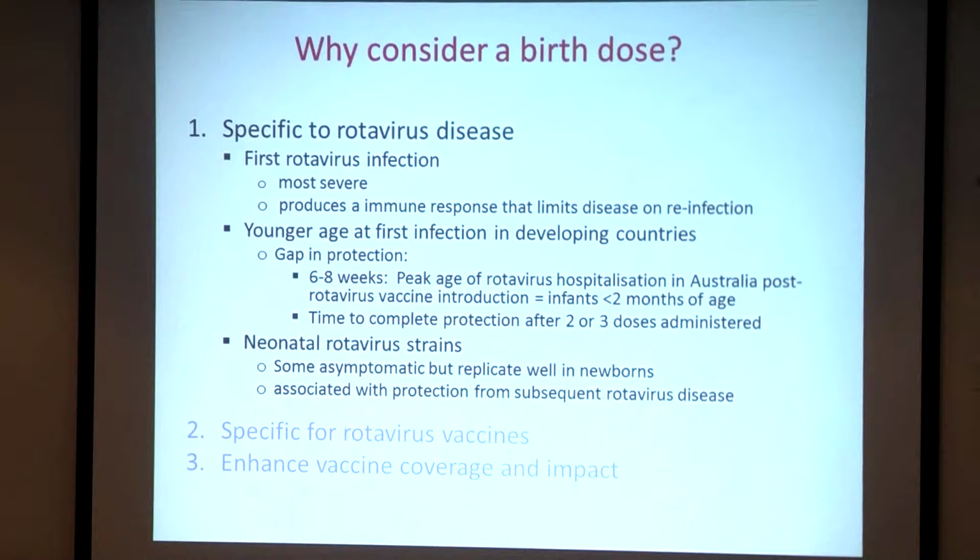And usually by that time they've built up quite a robust immune system. So a vaccine strategy is not to prevent infection, it's to prevent disease from infection and to provide protection against that disease from the first rotavirus infection. In developing countries, babies are exposed at an earlier age. There's a gap of protection between birth and when the first dose is delivered. And there are some specific novel rotavirus strains that occur naturally in babies in the first month of life, where babies are infected but don't get disease.